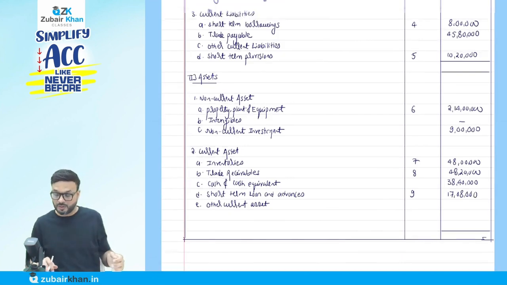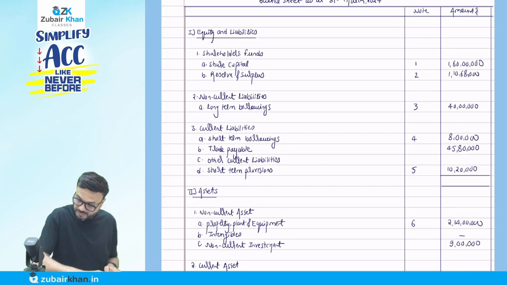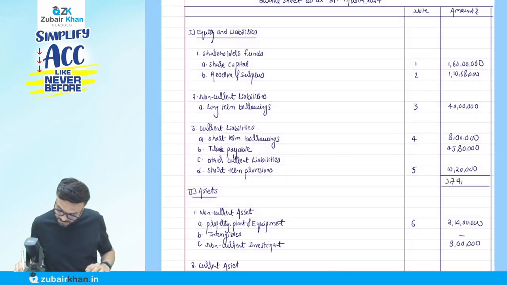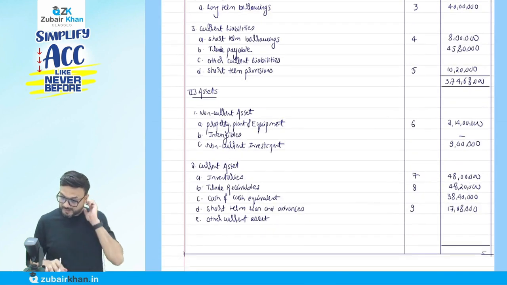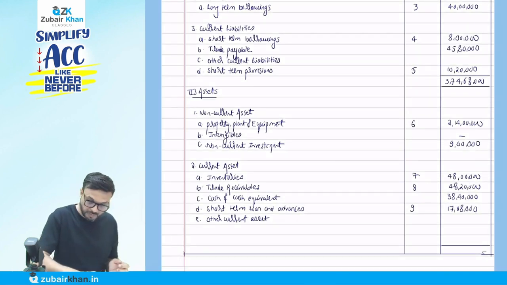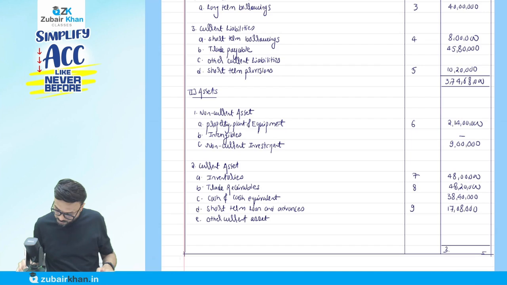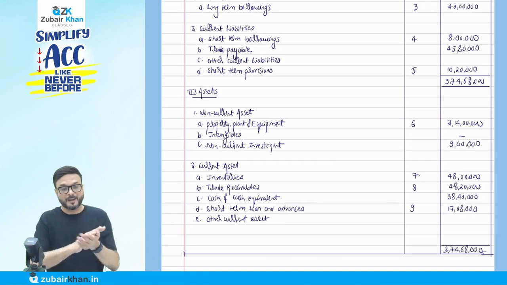Okay, done. Now we have to do the total. That is 1 crore 60 lakh plus 1 crore 10 lakh 68,000 plus 40 lakhs plus 8 lakhs plus 45 lakh 80 plus 10 lakh 20. That is coming 3 crore 74 lakh 68,000. Now 2 crore 14 lakhs plus 9 lakh plus 48 lakhs plus 48 lakh 20,000 plus 38 lakh 40 plus 17 lakh 8. That is coming here 3 crore 74 lakh 68,000. Done. Okay, now the question has been finished.